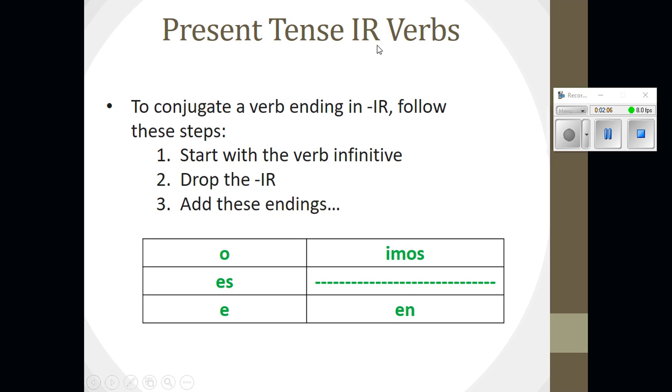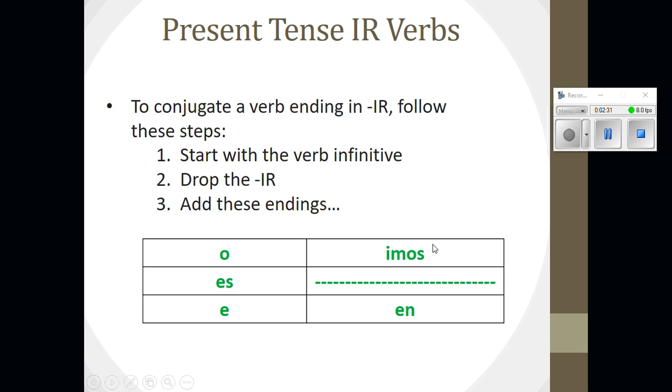Okay, let's talk about an IR verb. To conjugate a verb ending in IR, follow these steps. You'll notice they're similar. The steps are exactly the same as ER, but some of the endings are different. So start with the verb infinitive. An example for an IR infinitive would be escribir. Drop the IR from the end and add these endings. O, es, e, imos, en.